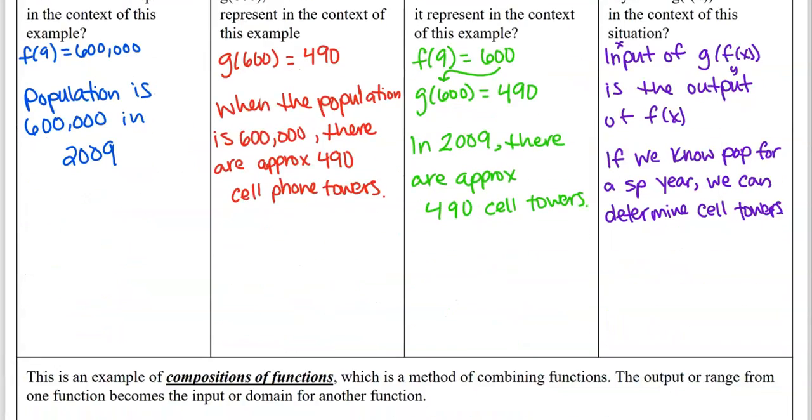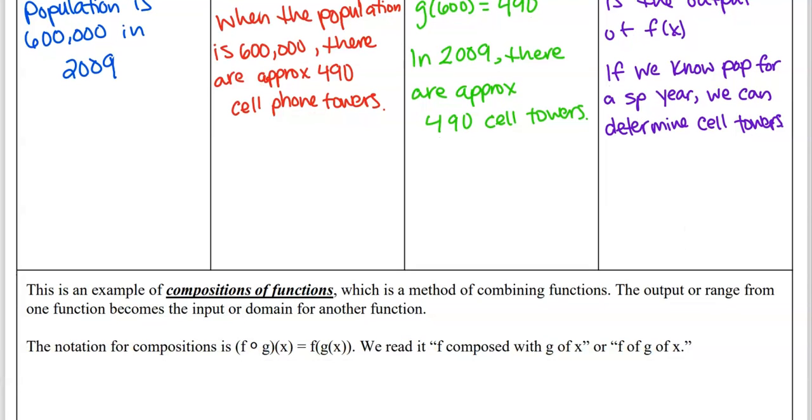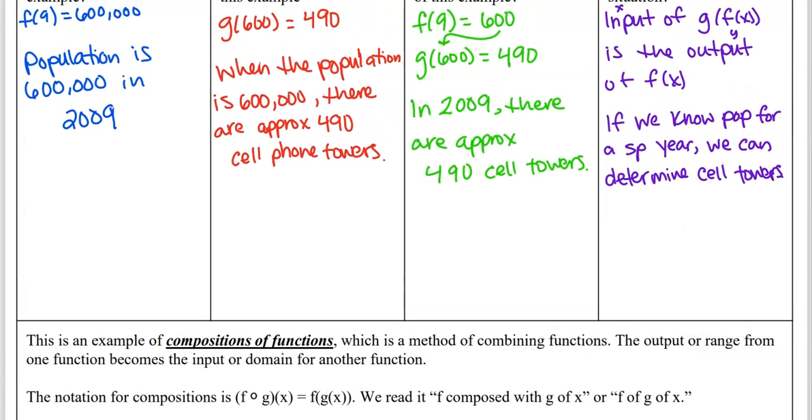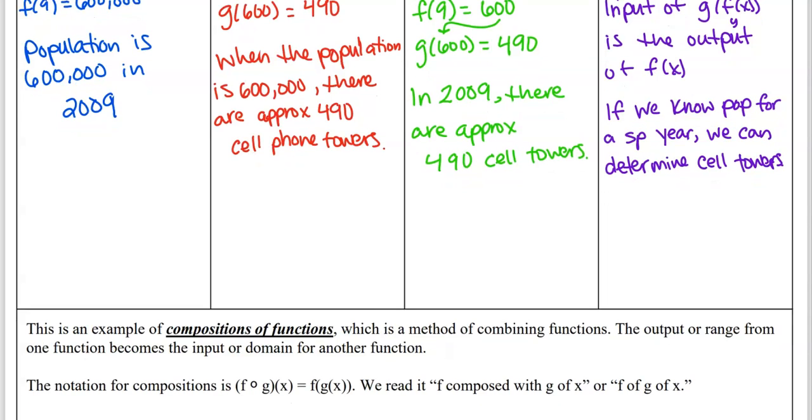All right, this is all called composition of functions. It's a method of combining functions together. The output or the range from one becomes the input or the domain of the other function.